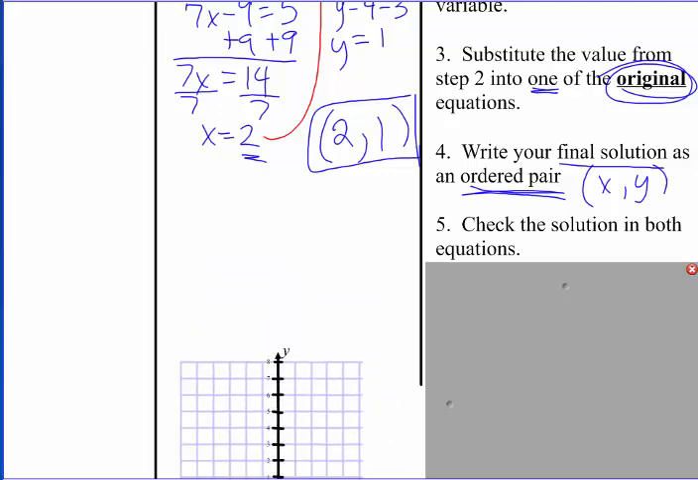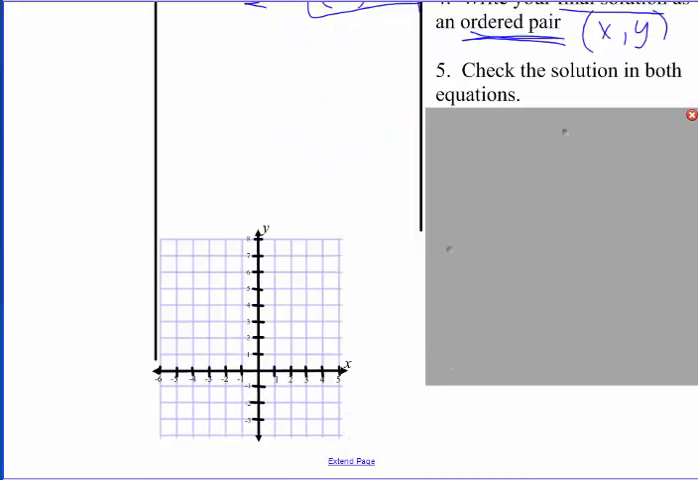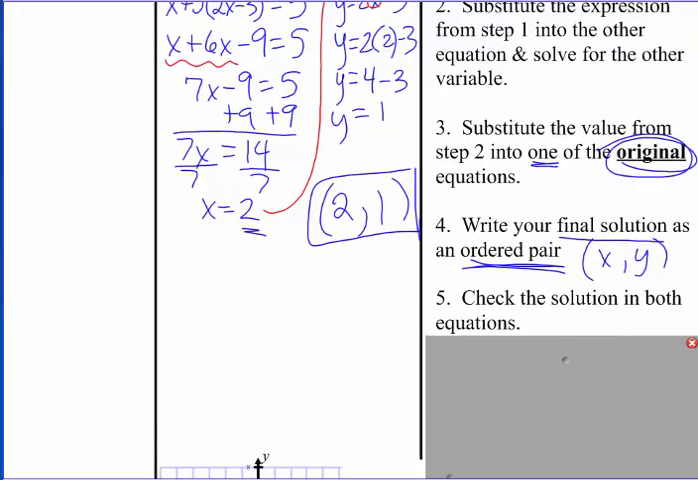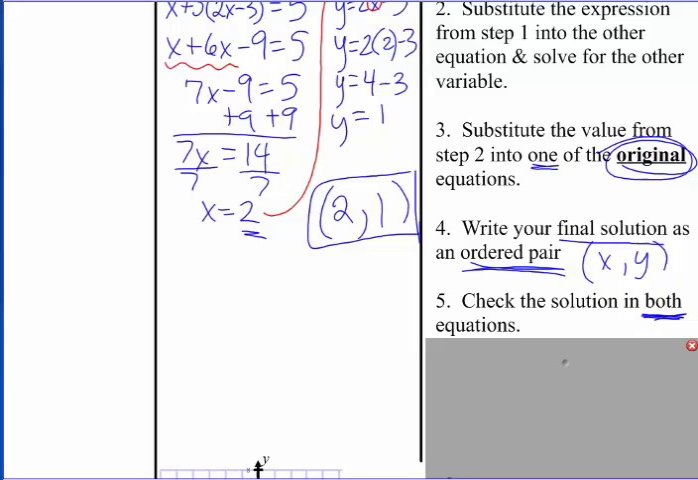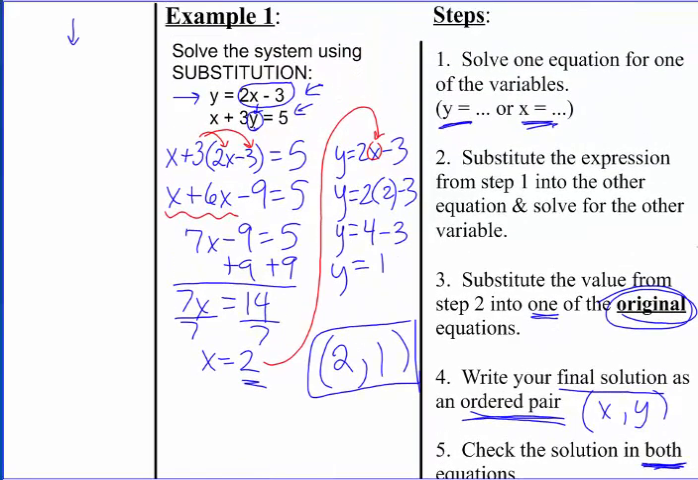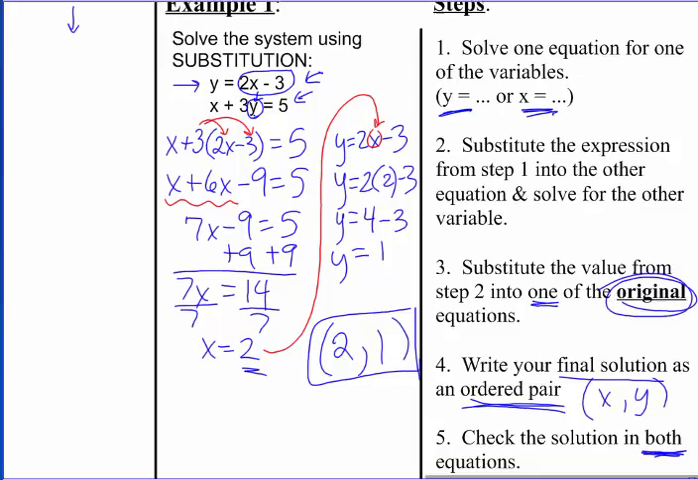Next is to check. When you do the checking of your answer, you must check it in both equations. That is a must, because if you get the answer wrong, more than likely it will work in one of the equations, because that's the equation you use to get the wrong answer. So you have to use both to make sure that it does work in both.